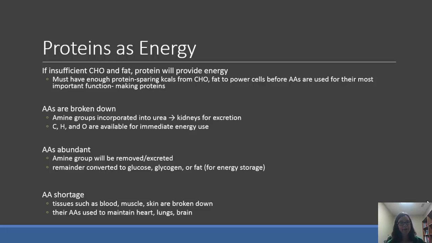Now, if we don't have enough amino acids for our basic physiologic functions or for energy use, then our tissues are broken down to provide these amino acids that are used to maintain our basic physiologic functions, such as our heart and our lungs and our brain.